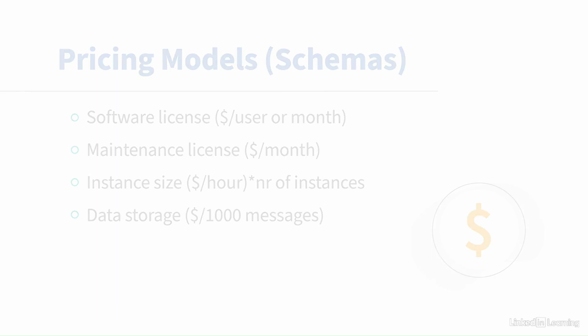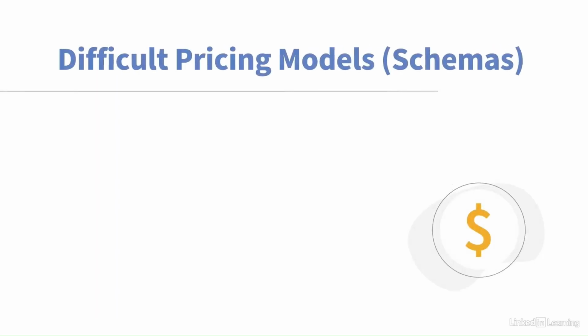Now, it's not always like this, because there are also difficult pricing schemas, and that's what makes it difficult to calculate, especially on the cloud. Very often you have a pricing schema based on data throughput, for instance, where you pay X amount of dollars per gigabyte of throughput through your systems. And that makes it hard to actually calculate, right? Because you need to figure out, okay, how much data is this going to be?